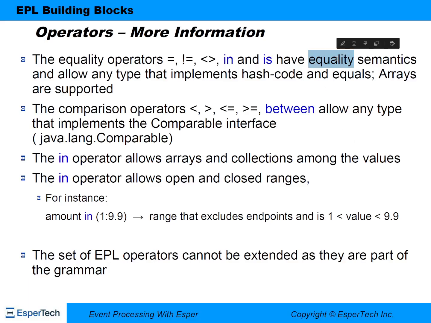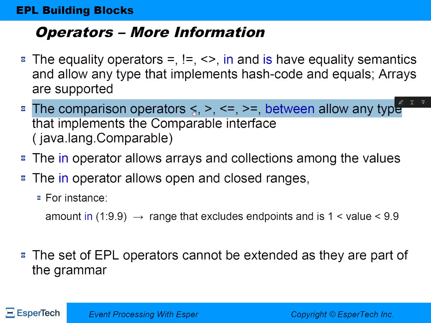The equality operators equals, not equals, in, and is have equality semantics and allow any type that implements hashCode and equals. Arrays are supported. The comparison operators less than, greater than, less or equals, greater or equals, and between allow any type that implements the comparable interface, java.lang.Comparable.